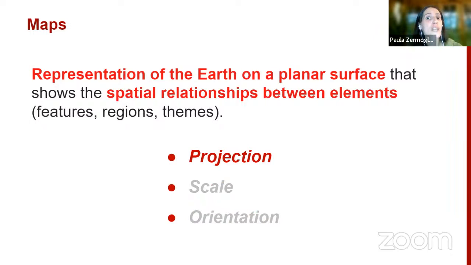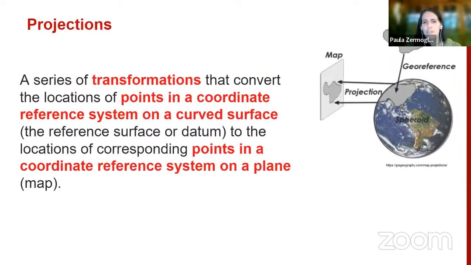So let's start with projections. Projections are transformations that allow us to bring something that has a particular shape, a spheroid in the case of the Earth, onto a plane surface. So it converts the location of points in a coordinate system that is on a curved surface to points on a plane surface. So as you can see here, we're trying to project this curved surface onto a sheet.